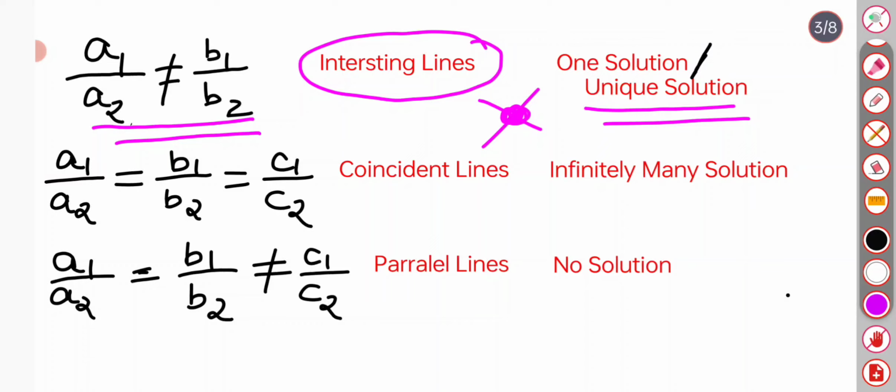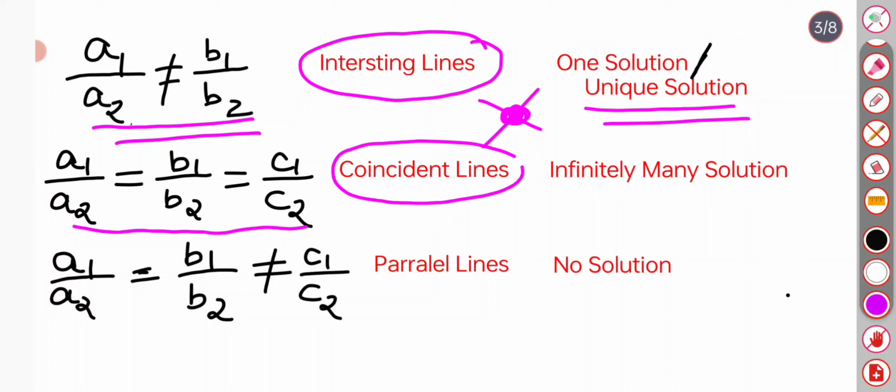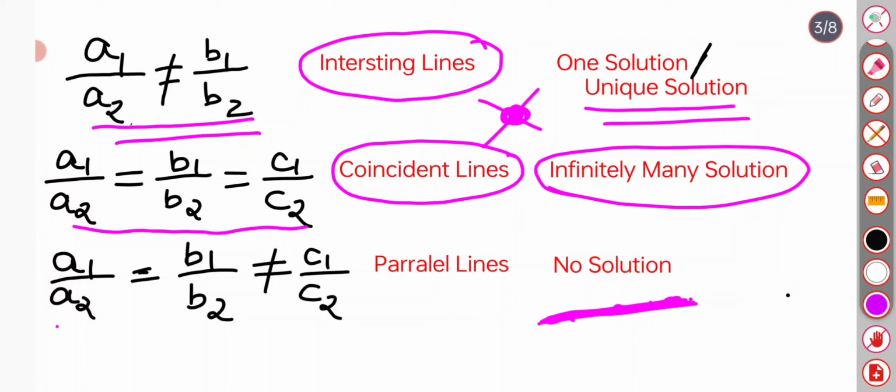Similarly, if we get a1 by a2 equal to b1 by b2 equal to c1 by c2, then in that case our graph will be what? Coincident line. Our graph will be coincident line, and in this case our solution will be infinitely many, because if two lines are coincident, then there are infinitely many solutions on this line. We cannot say how many solutions. Therefore, our solution will be infinitely many solutions.